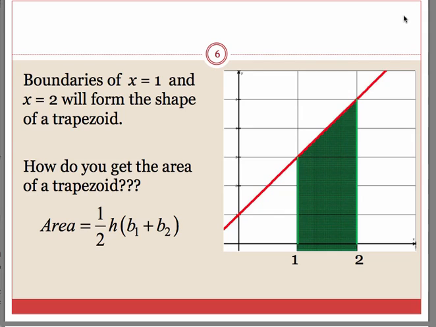Hopefully you remember that the area of a trapezoid is one half the height times the sum of the bases. Again, this is where you have to look at it sideways. We can think of this length over here on the left as b1, and this one over here we can refer to as b2. And this in here is really your height.